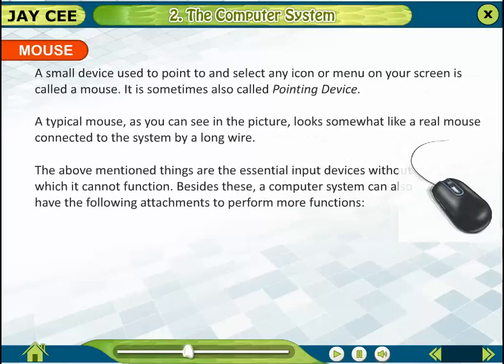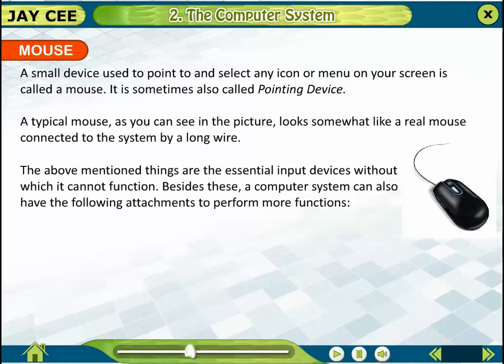Mouse. A small device used to point to and select any icon or menu on your screen is called a mouse. It is sometimes also called a pointing device. A typical mouse, as you can see in the picture, looks somewhat like a real mouse connected to the system by a long wire. The above-mentioned things are the essential input devices without which it cannot function. Besides these, a computer system can also have the following attachments to perform more functions.